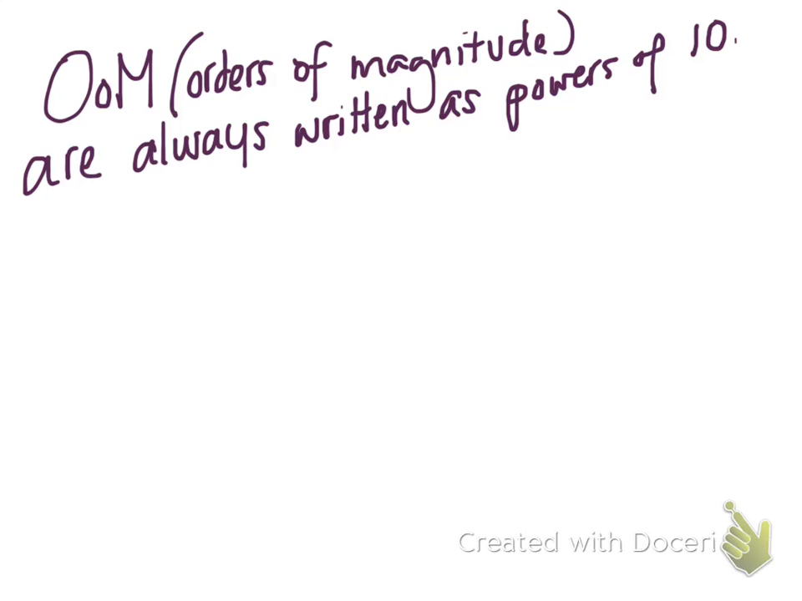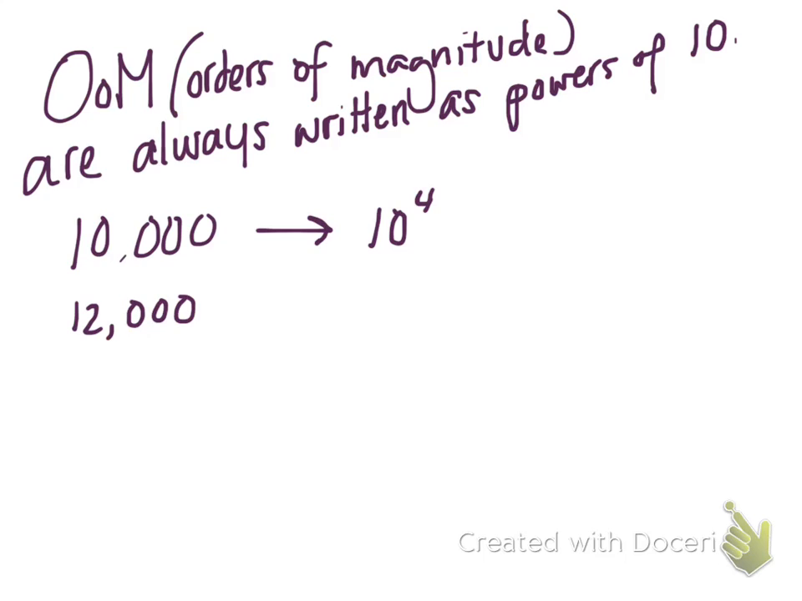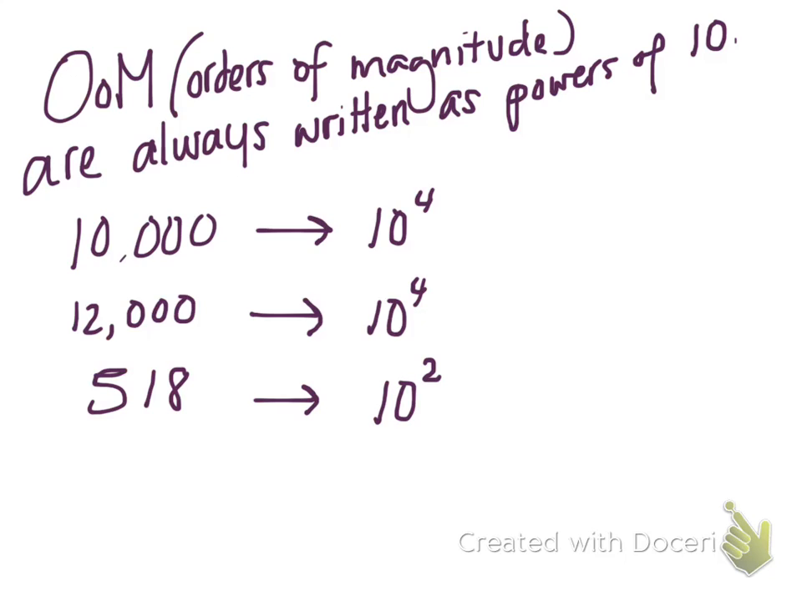Orders of magnitude are always written as powers of 10. Thus, 10,000 has an order of magnitude of 10 to the fourth. Well, what about the number 12,000? What's its order of magnitude? Also 10 to the fourth. What about the number 518? Well, we could say that 518 has an order of magnitude of 10 to the second.